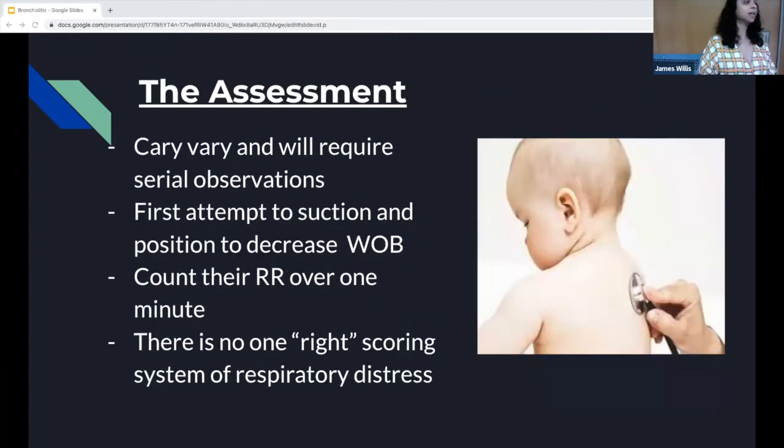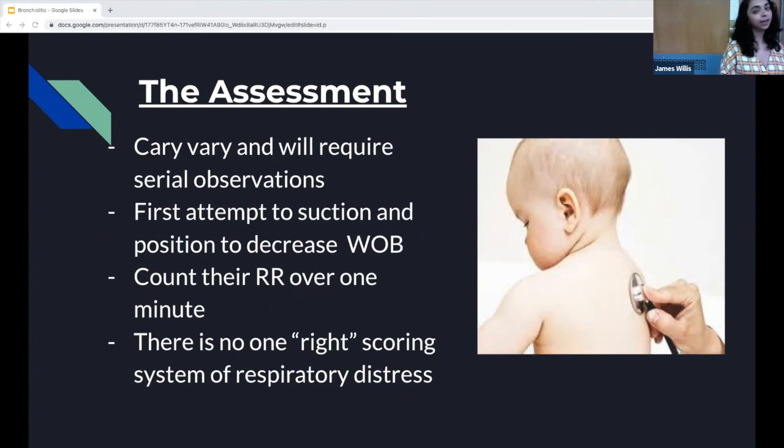So the assessment is really important. It can vary, and it will require serial observations, and it can change minute to minute. So you have mucus plugging and unplugging alongside the air trapping we kind of talked about earlier. If you go see a patient and they look like they're in moderate respiratory distress, and then you present them to an attending and they all of a sudden look a lot better, it doesn't mean your exam was wrong. It just means maybe they have unplugged a mucus plug.